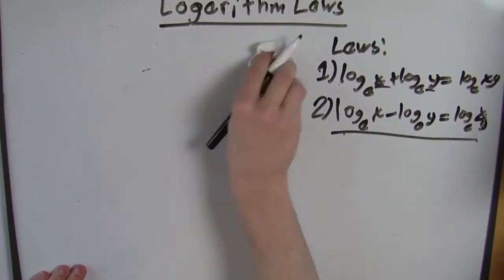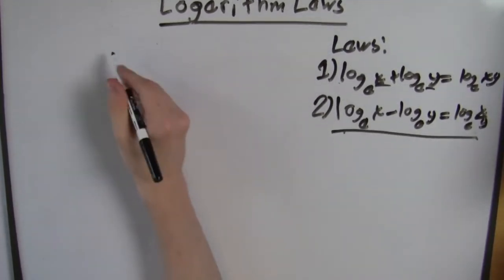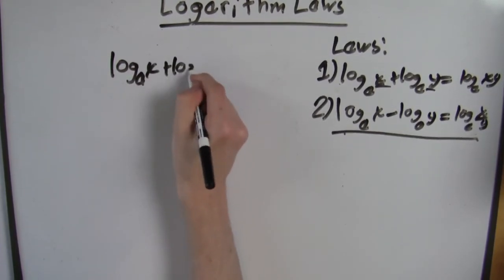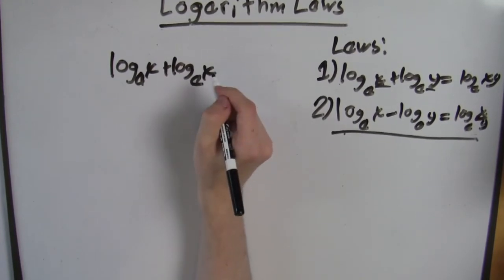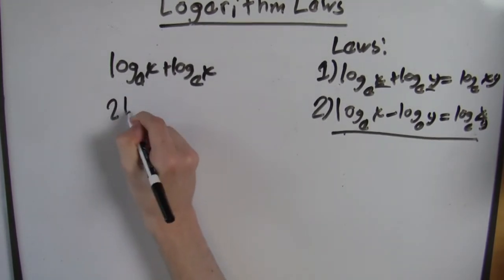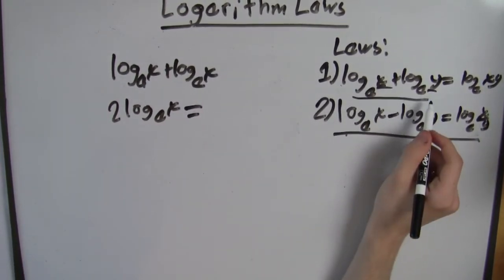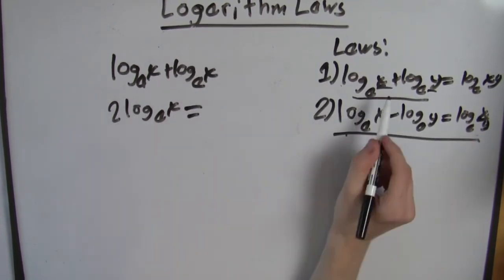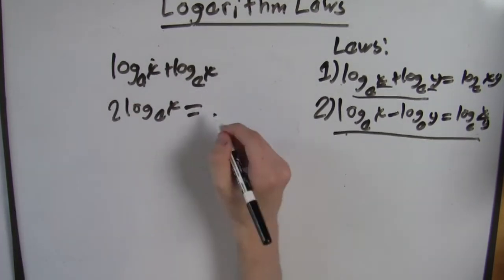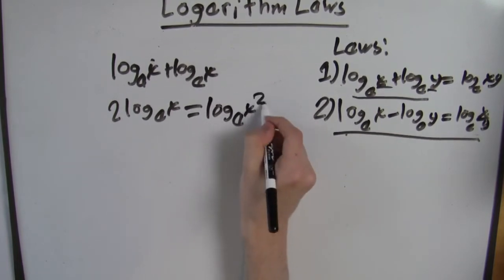Let's see what else we can do. What if I add the same logarithm together? What if I have log a of x plus log a of x? Well, just because I'm adding the same thing, I can rewrite that as 2 log a of x. But the addition law says if I'm adding two logarithms with the same base, I can multiply their values together. So this is also equal to log base a of x squared.